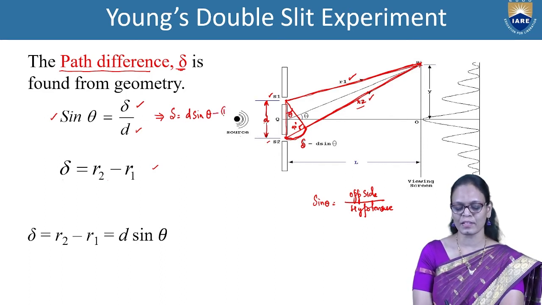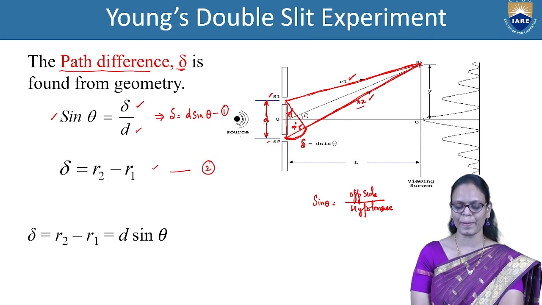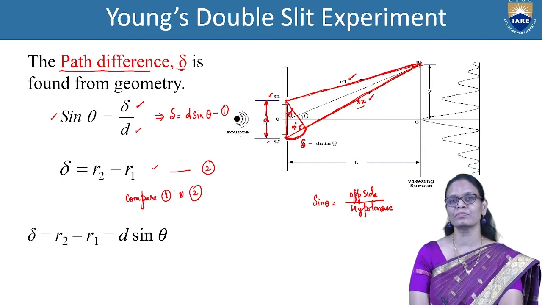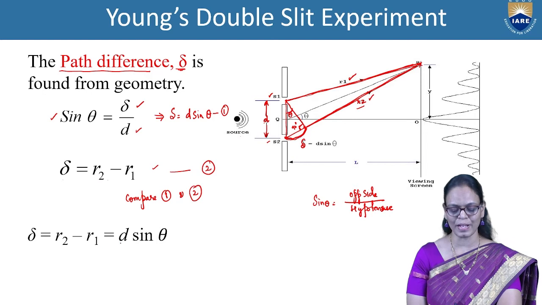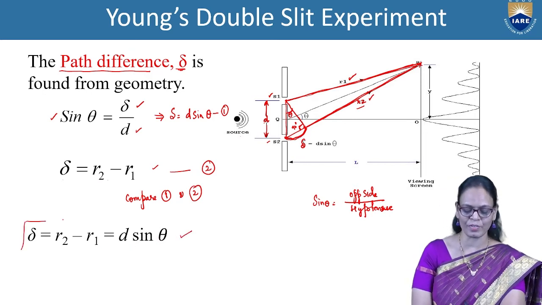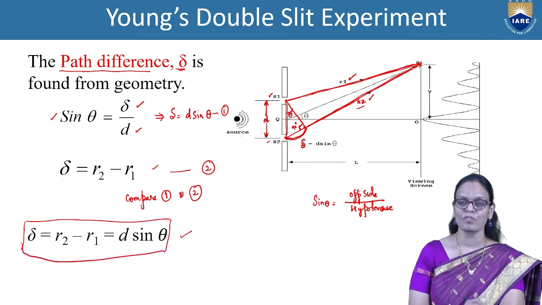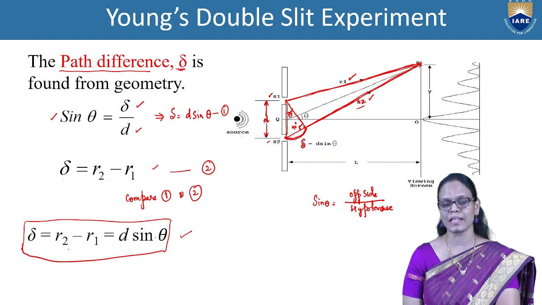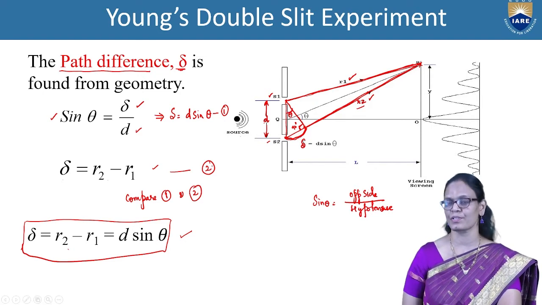So let us consider this as 1, this as 2. Now you compare 1 and 2. Both are formulae for delta. On the left hand side, we have delta. So delta is equal to R2 minus R1, and R2 minus R1 is equal to d sine theta. So this is an important relation which we are going to take forward. Delta is equal to R2 minus R1, that is d sine theta, from these two equations.